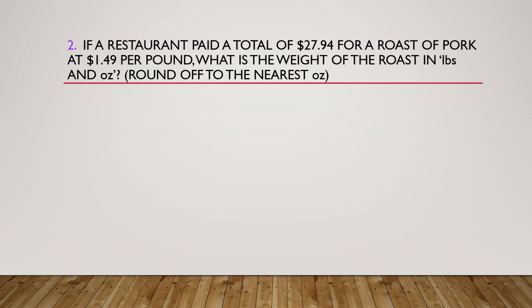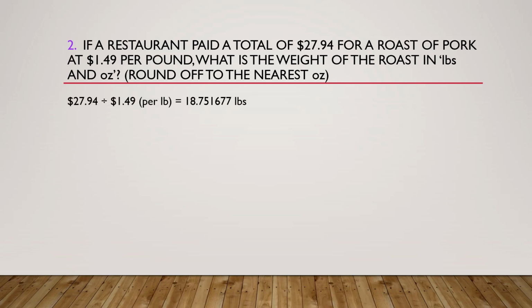Now, if a restaurant paid a total of $27.94 for a roast of pork, and the cost was $1.49 per pound, how much roast did we buy in pounds and ounces? So your inventory came in, there's a big hunk of pork there, you realize the total price is $27.94, and the only other information you have is you paid $1.49 per pound. How much should it weigh in pounds and ounces? A little bit of logic and a lot of relationships, we're going to get there.